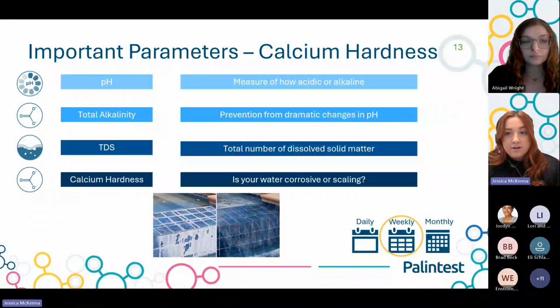Looking at calcium hardness, in areas with low calcium levels, the water will start to erode the pool surrounds and grout. If there's too much, the water will scale, leaving the white deposits seen in the picture on the screen. We recommend that you maintain your calcium hardness levels between 80 to 200 ppm, and this should also be measured weekly as a minimum.